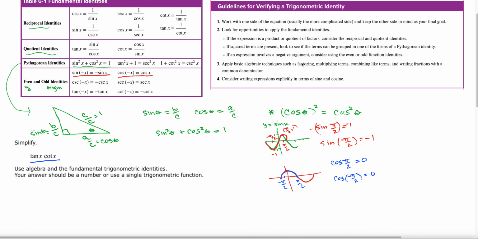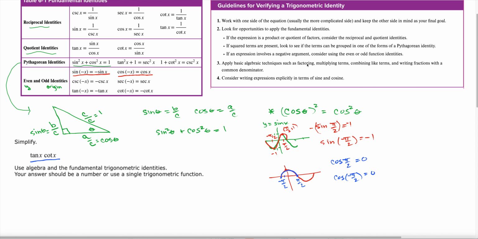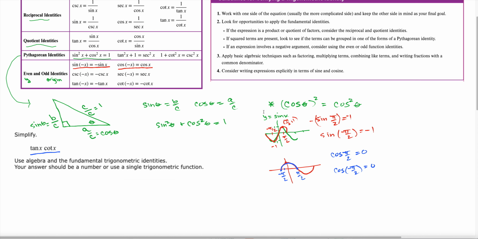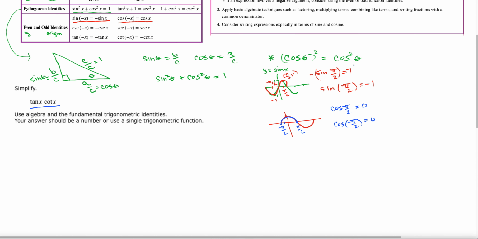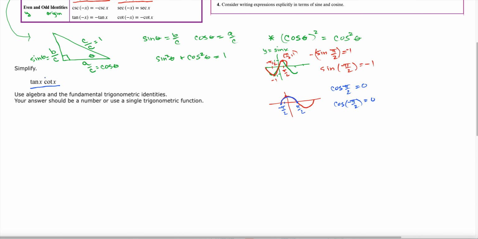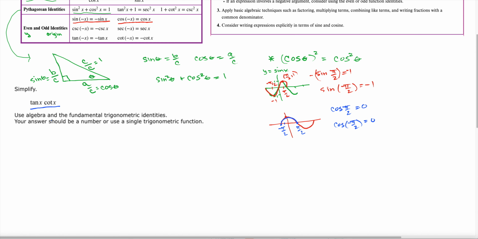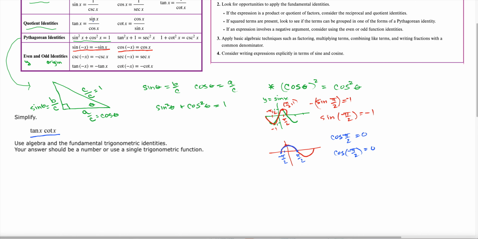We want to keep in mind all the basic algebra techniques that we already know, such as factoring and multiplying and working with fractions. And another thing that can be very helpful is writing the expression in terms of sine and cosine, and then seeing kind of where you can go from there. So when we take a look at this one, that's the first thing that I really noticed, that I have tangent and cotangent, and I can write those each in terms of sine and cosine using those quotient identities. So that's what I'm going to do first.